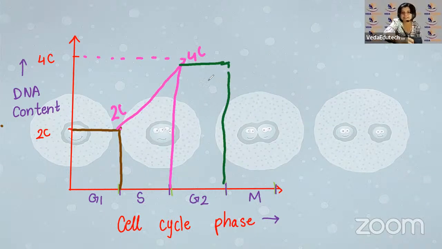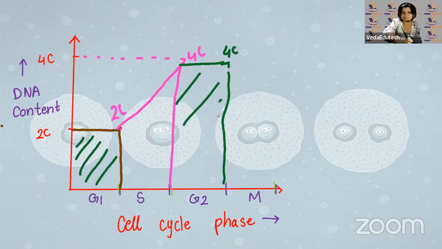In G2, it stays at 4C. At G1, it was 2C. At G2, it is 4C. Now what would happen? We have a fully grown cell.